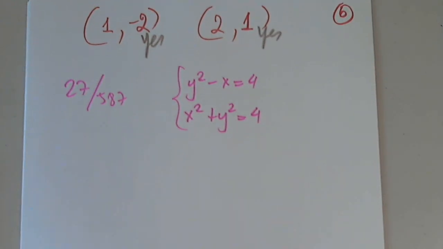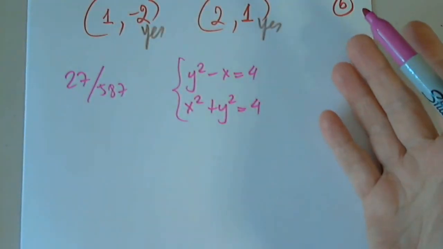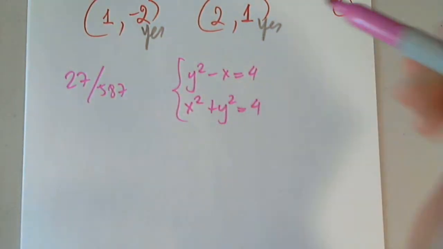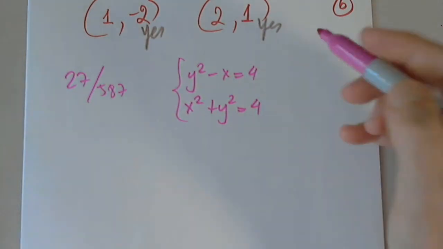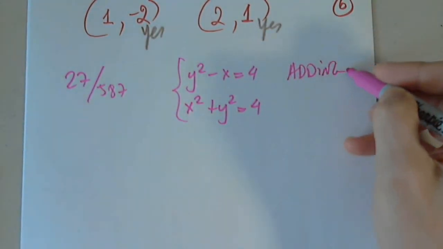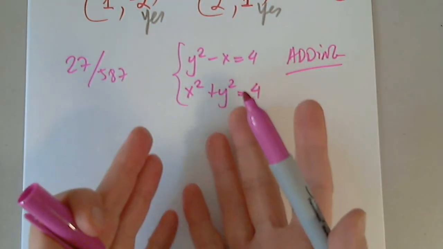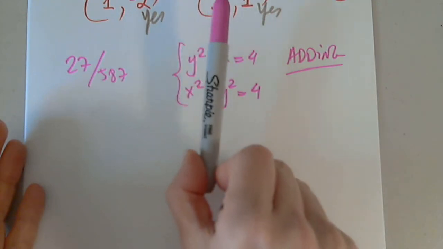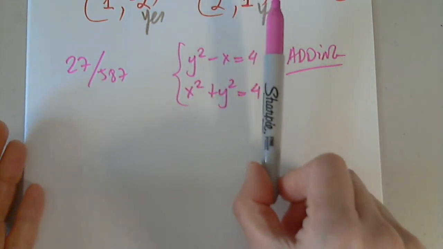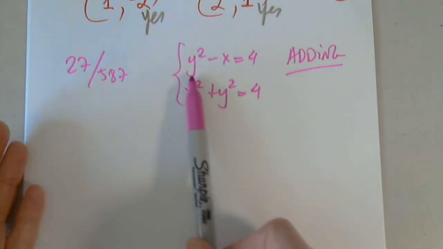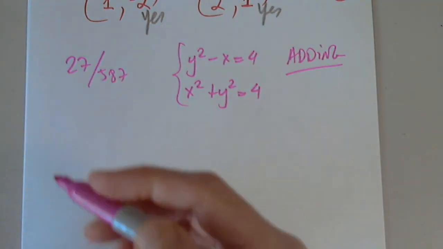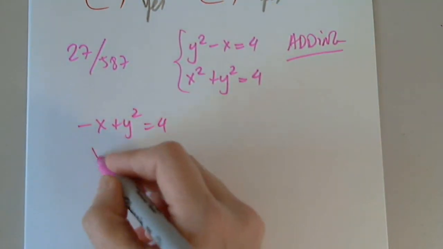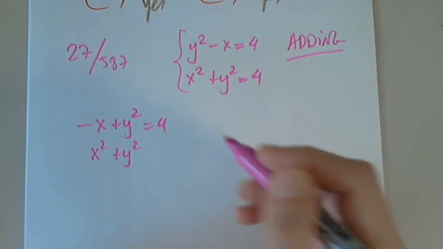First of all, I notice that I could use a substitution right away, moving x, so I have x equals y squared minus 4. But let's use the adding method or elimination. First of all, I have to have everything in the correct order. Terms with x, terms with y, equal symbol, free term. This is okay, but this is not. So I will write negative x plus y squared equals 4, and x squared plus y squared equals 4.